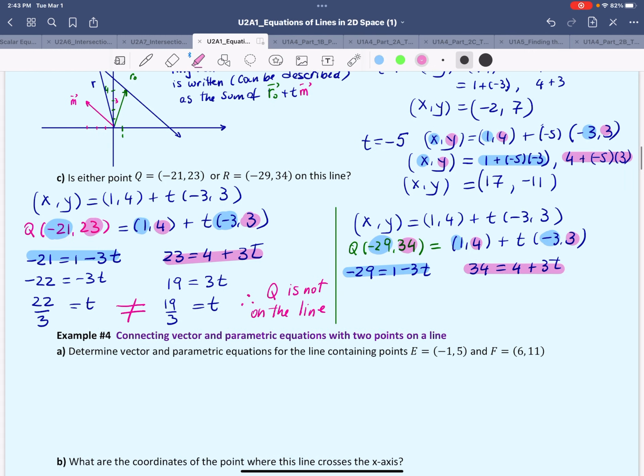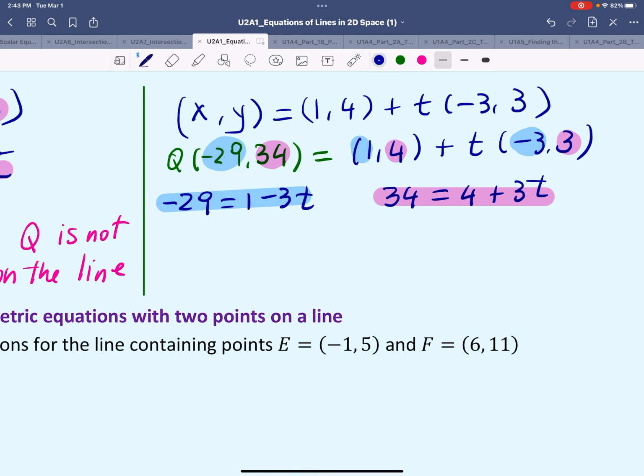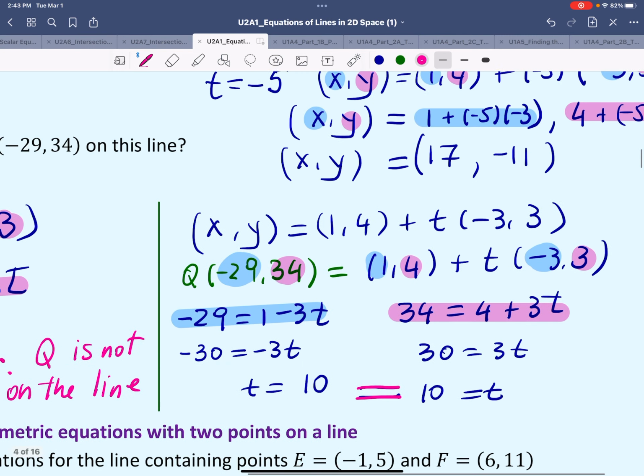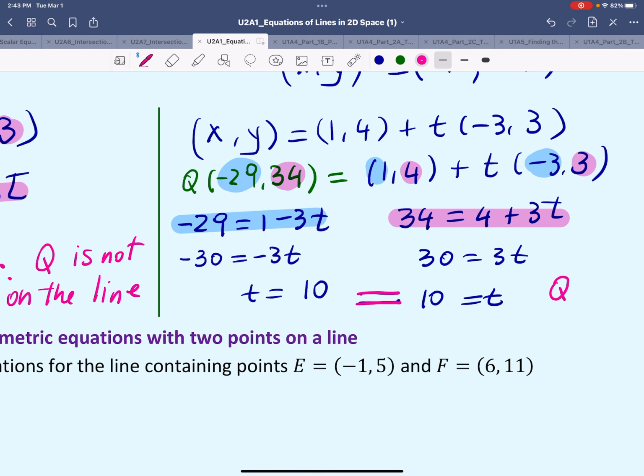We need to make sure that both equations generate the same t value. So we have -30 equals -3t. It seems that the t value is 10 here. The other one is 34 minus 4, that's 30 equals 3t. So it seems that this t value is also equal to 10. And that tells us that the t values agreeing means that (-29, 34) fits in this equation perfectly. So we're going to say congratulations, it seems that point R is on the line.